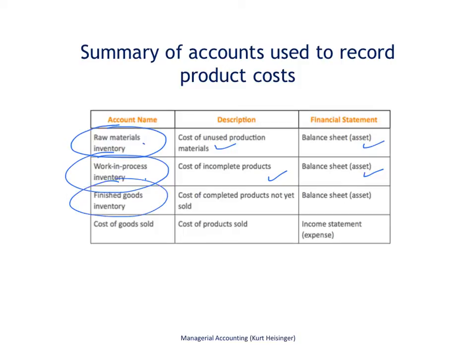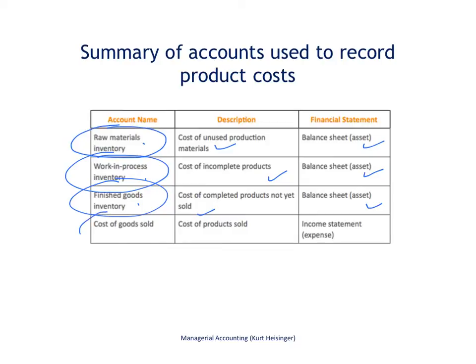The third account we have is finished goods inventory, and this is when we have products that are complete. The direct materials, direct labor, and manufacturing overhead costs associated with those products are sitting in this account, and this account again appears on the balance sheet as an asset.